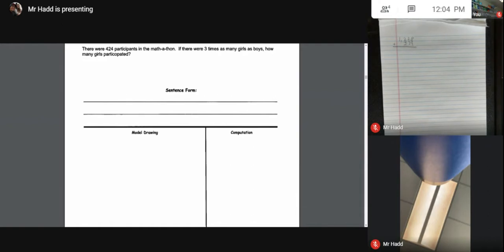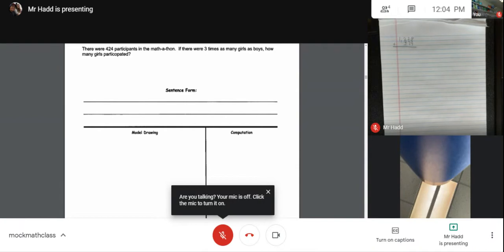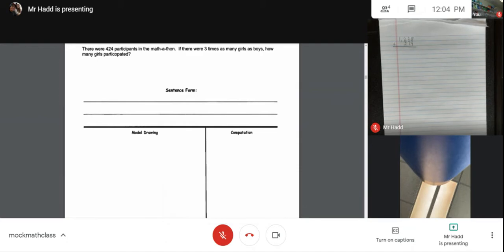Problem solving. Same thing, online students go over to Flipgrid again, find the date, problem solving, 9/2/20. You're going to need to write down on your paper, in sentence form, how you would correct this. What we're looking for: there were 424 participants in a math-a-thon. If there were 3 times as many girls as boys, how many girls participated? You are going to go ahead and say there were blank girls participating. That's sentence form. You're going to write it on your piece of paper at home.